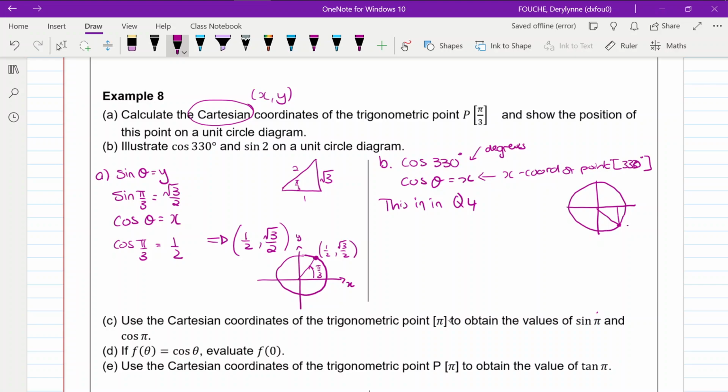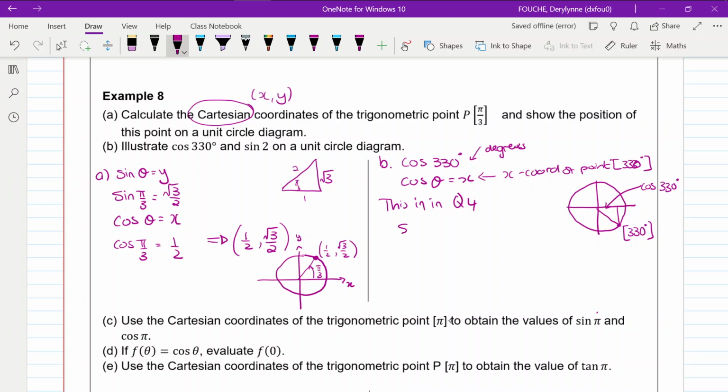So that point there will be the point 330 degrees. Okay, and that my cos value, cos of 330, will be that x value that I get over there. So that value there will be cos of 330 degrees.